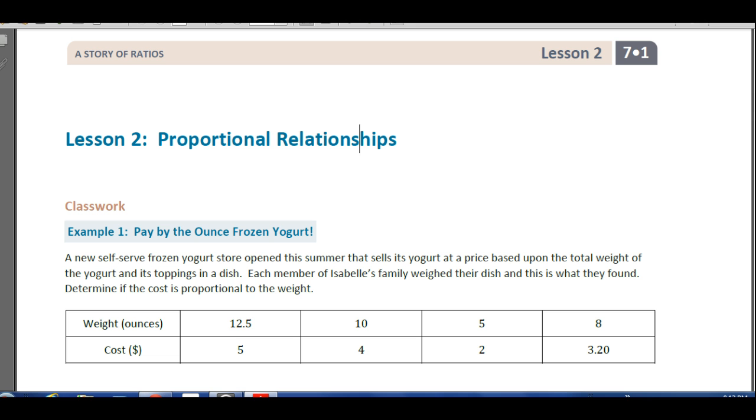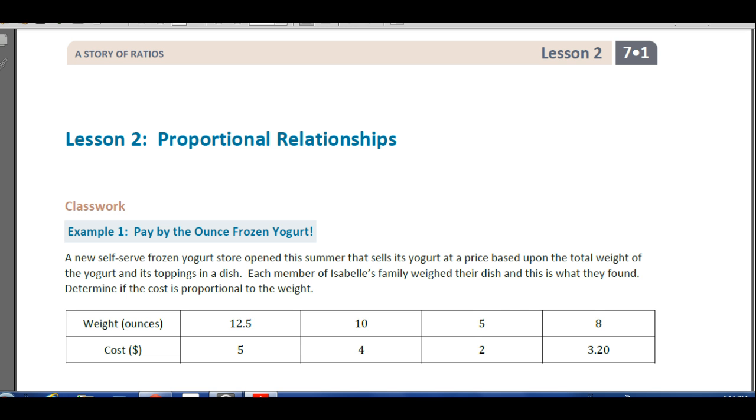Pay by the ounce frozen yogurt. You should be in your binders, and this is the page you should be starting on. Have a pencil with you so you can take some notes, do some calculations. If you don't have one, just stop this presentation and go get all your stuff and come on back. Okay. So here we are.